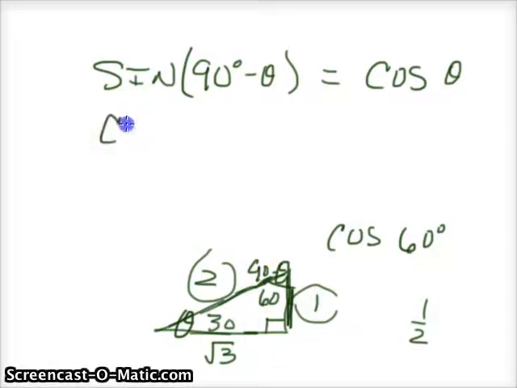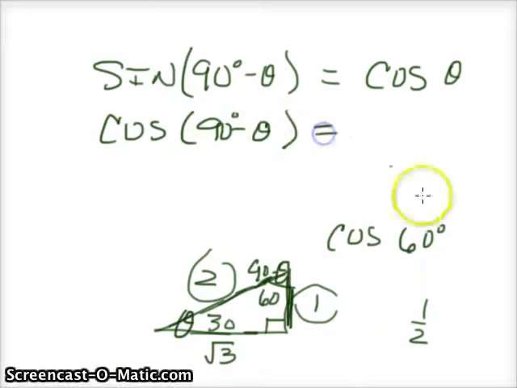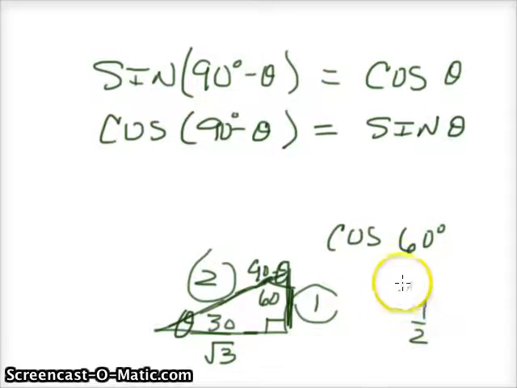Next question, what is cosine of 90 minus theta? Well, that's just going to be the sine of the other angle. So that's just sine of theta. Put some numbers in here if you need to. And then the last major one here is tangent.